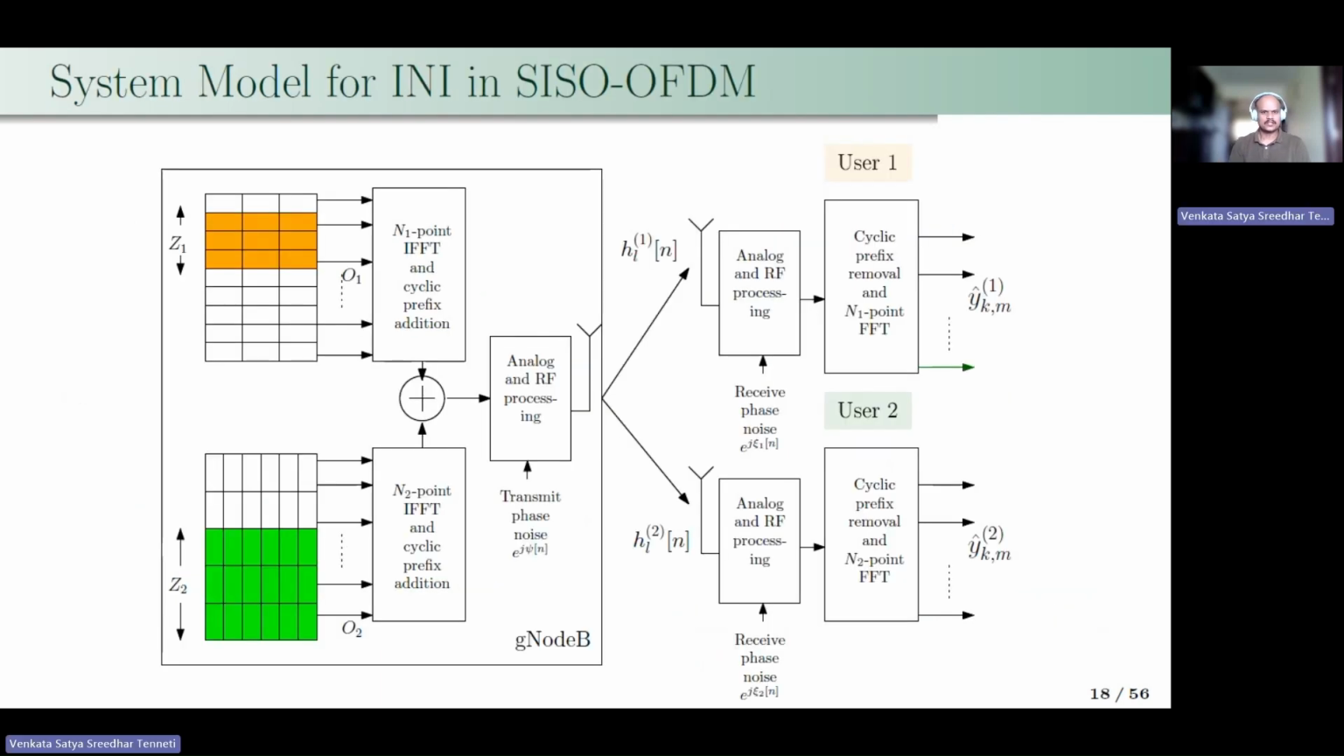So this is our model for the mixed numerology OFDM case for the downlink. The base station is serving two users. The signals corresponding to the two users are generated in the base station. So these are the resource grids for the two users. Notice the resource grids are dimensioned differently.